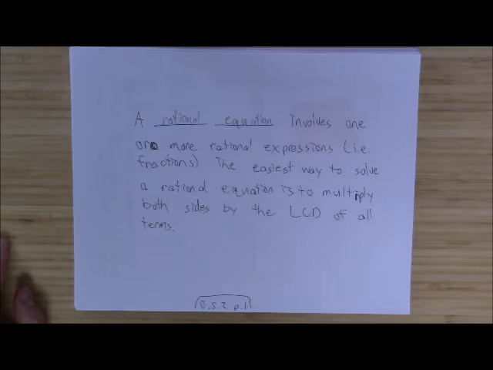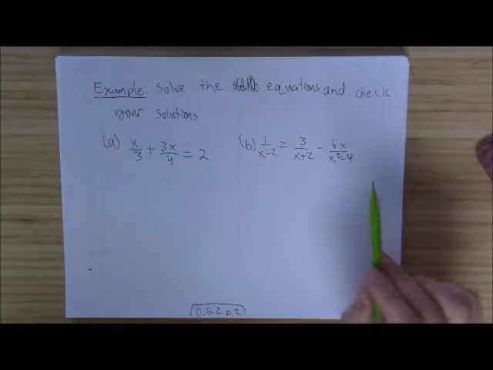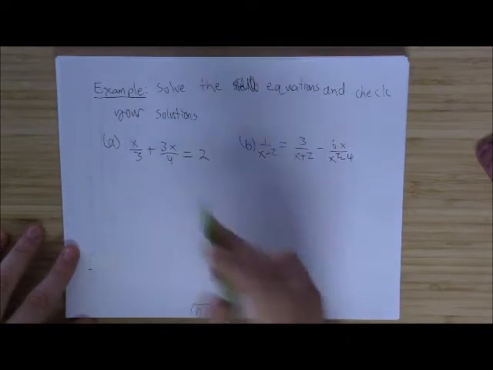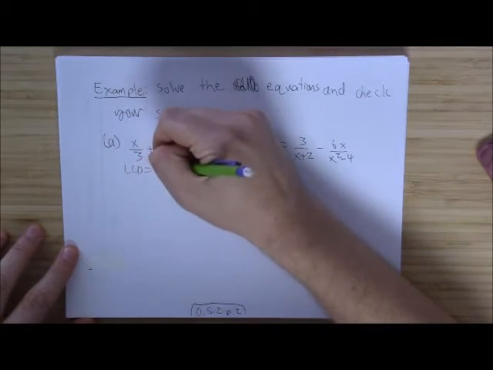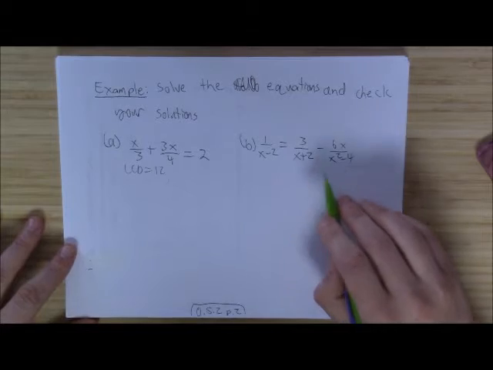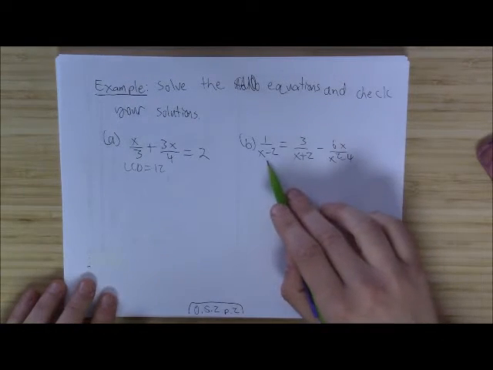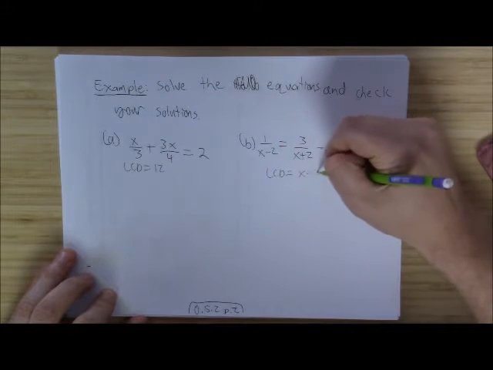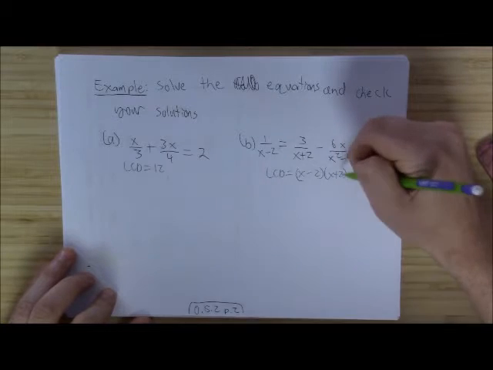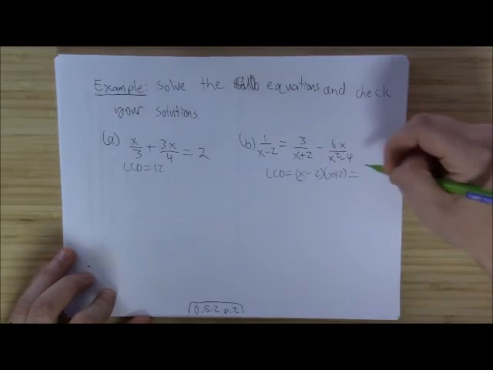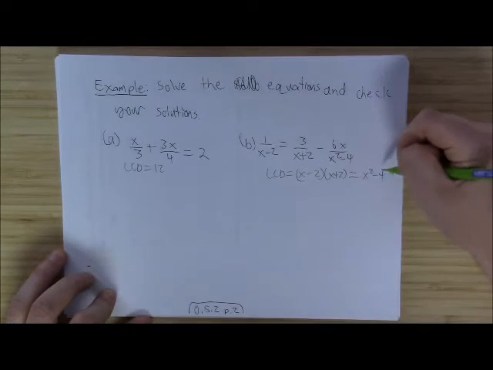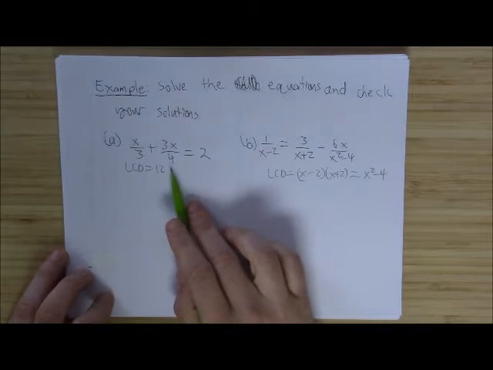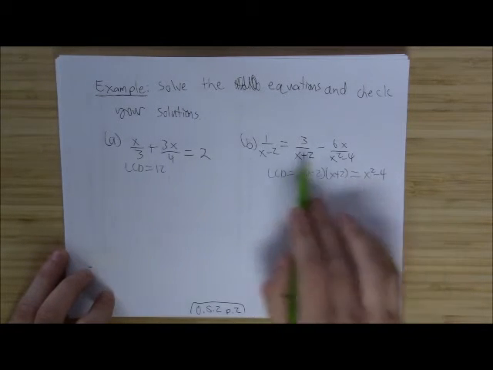So for example, let's try solving both of these equations by multiplying by the least common denominator. With this one, the least common denominator is 12, whereas over here, the least common denominator would be x squared minus 4, because we see that x minus 2 times x plus 2, if we expand that out by FOILing, we end up with x squared minus 4. Okay? So if we multiply all of this, we notice that these all fall in here, so it is the least common denominator.